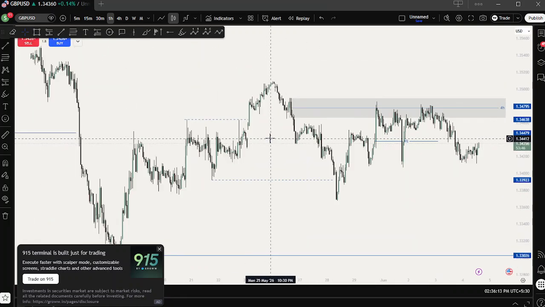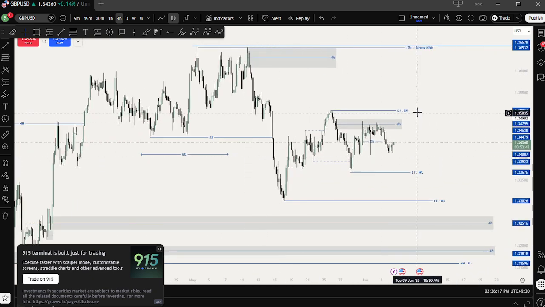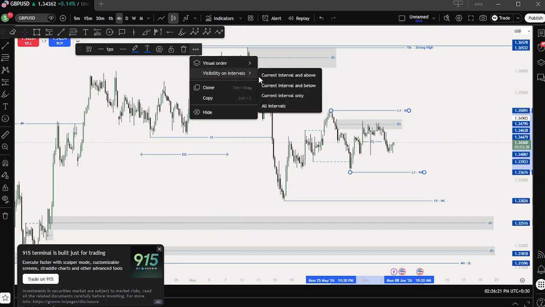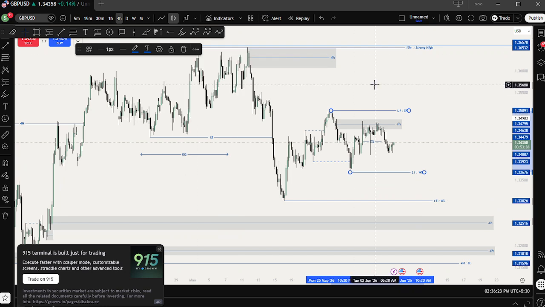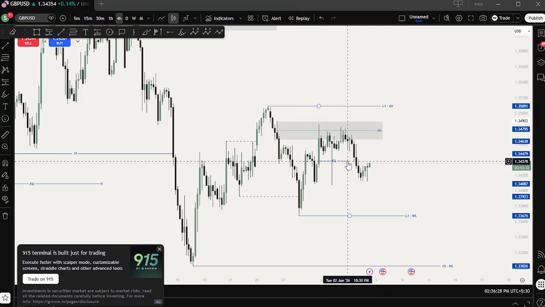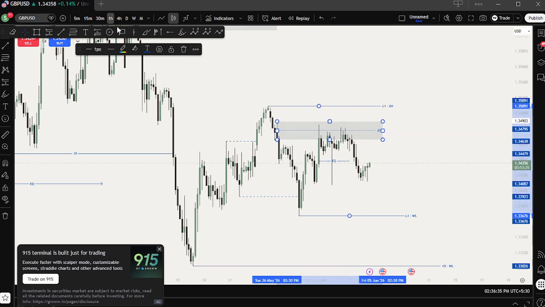I will switch to the one now because, okay, current interval and below. And this to current interval and below.